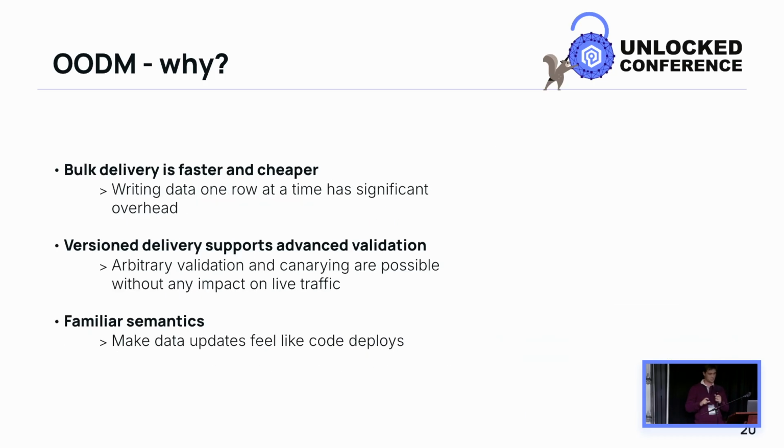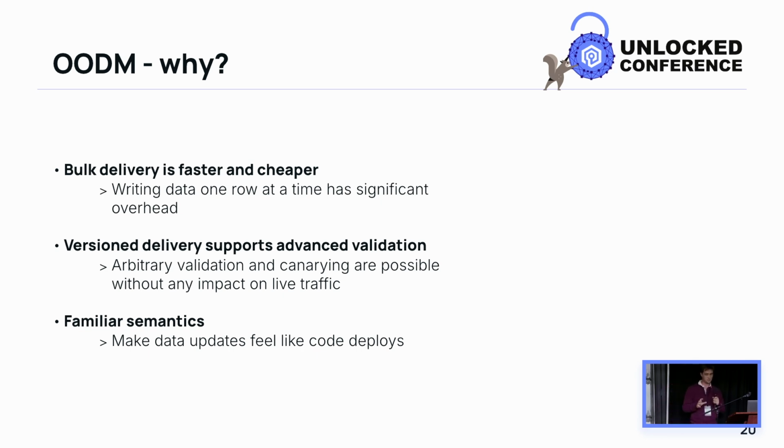So just to summarize what we achieve here, the bulk delivery makes writing data much faster, much more efficient. The versioned nature of data gives us these semantics that allow us to do advanced validation, advanced rollback. That's really not possible in a system where you're consolidating all your data into one place.